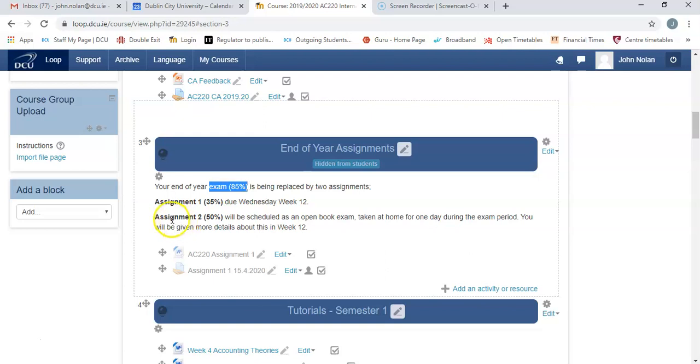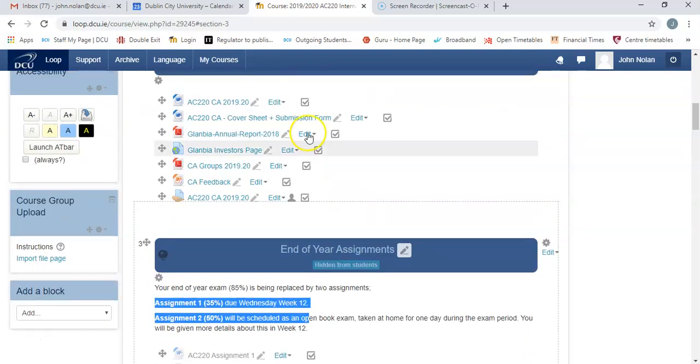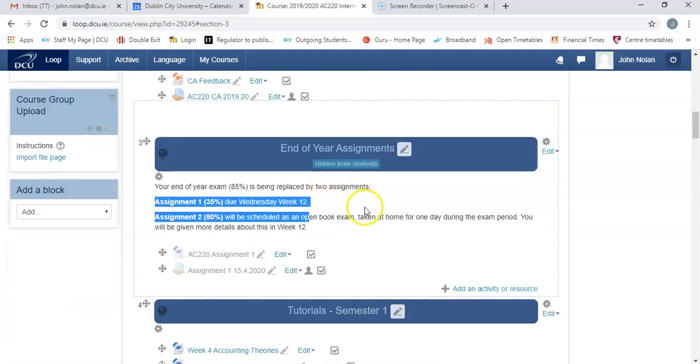So assignment 1 is the one that's released currently. Now I'll have this unhidden and you'll see it on loop. It'll be under the continuous assessment. You'll see end of year assignments. That is an assignment that you're going to do between now and Wednesday week 12. So I'll talk to you a small bit about that in a second. It's a narrative based one based on the accounting theories we covered in semester 1.